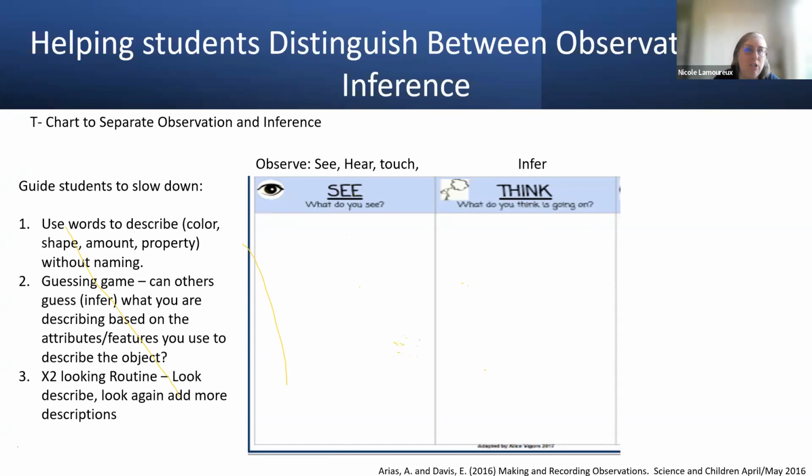And this is connected to the lesson that I'm going to be sharing out that you can use at the beginning of the year. Also, when they're not noticing a lot of details. So I use a ×2. These are all thinking routines, looking routines.